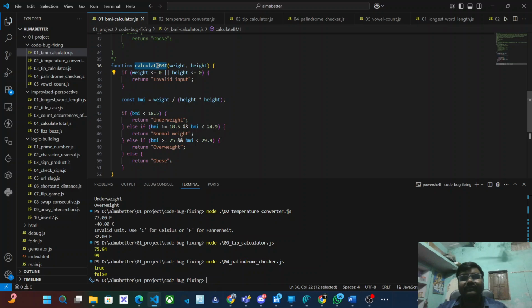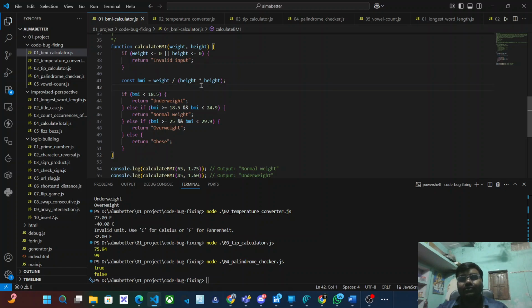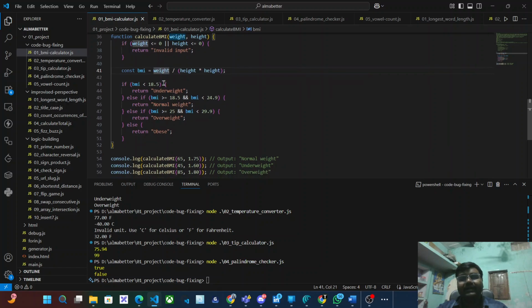Calculate BMI is the function where weight and height are the two arguments that the function takes. We are adding this condition because suppose someone provides weight and height less than 0, meaning a negative value, or equal to 0. In this case it's not possible, this type of input is not allowed, so we are returning invalid input.